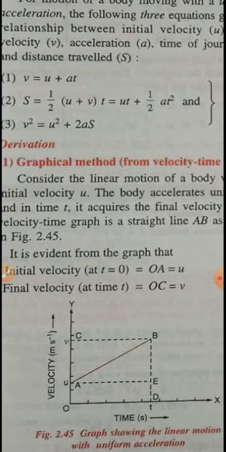In the equations of motion, there are two methods of derivation. One is the graphical method, the other one is the formula method. For the graphical method we need a graph, and we'll be using a graph which has uniform acceleration.